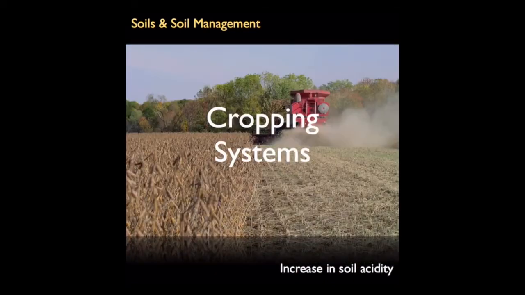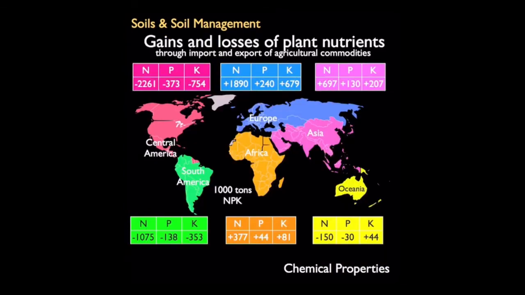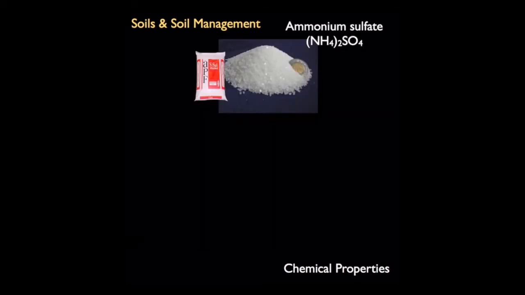Cropping systems which remove basic cations tend to increase soil acidity. This is especially damaging in countries that export crops but cannot afford to replenish soil nutrients. Central America and South America have net loss of nutrients through their crop exports, whereas Europe and Asia have a net gain in nutrients. The use of ammonia-based fertilizers, a common practice in developed countries, also increases soil acidity.